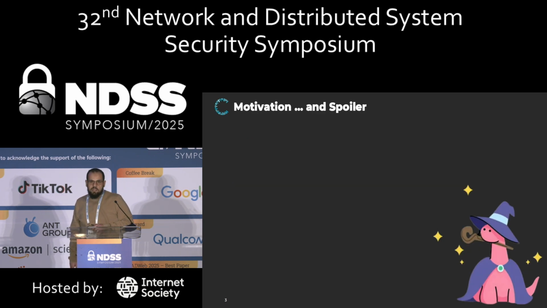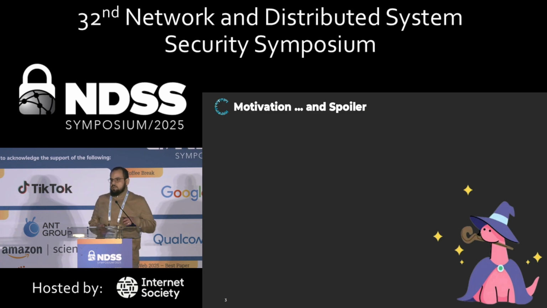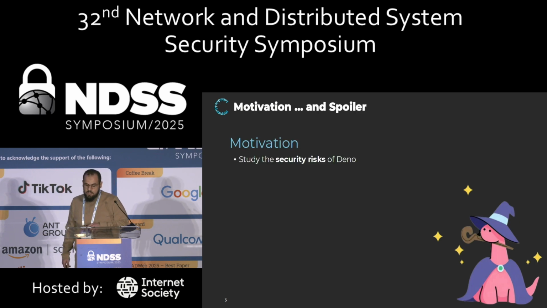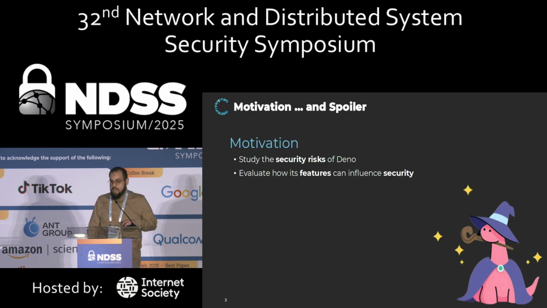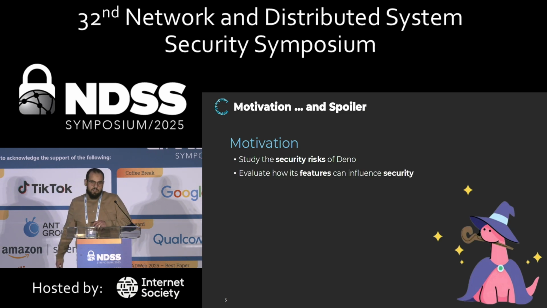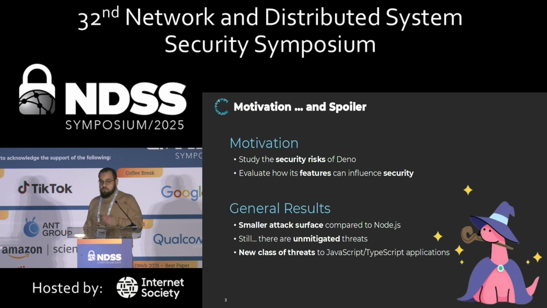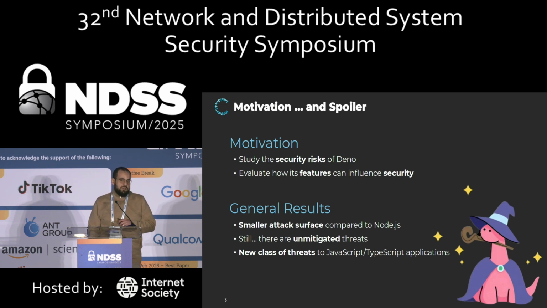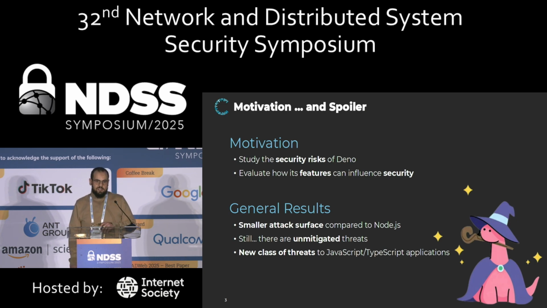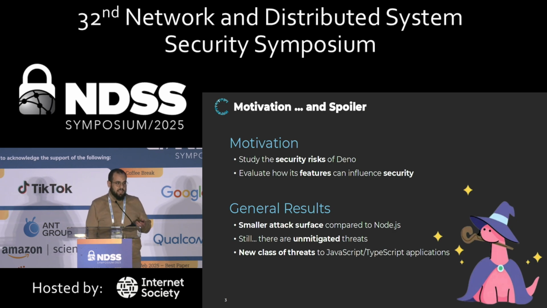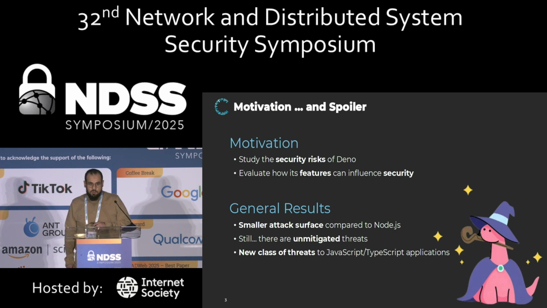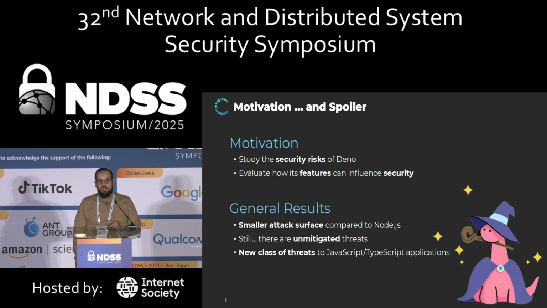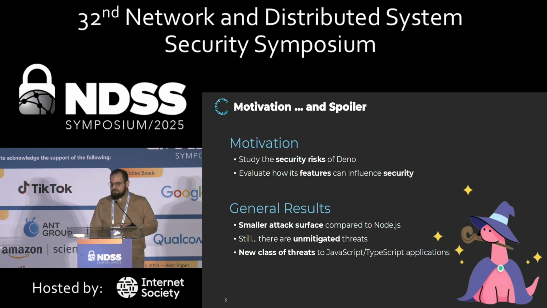So, Deno might look like the wizard that solves all the problems and miseries in Node.js and NPM. Our motivation for this paper is to study the security risks of Deno, and then evaluate how these features influence security in general. With a little bit of a spoiler, the Deno runtime for sure has a smaller attack surface compared to Node.js. But unfortunately, some attacks could be mitigated in a better way. But also, there are new classes of attacks or threats to JavaScript and TypeScript applications because of some of the new features in Deno.